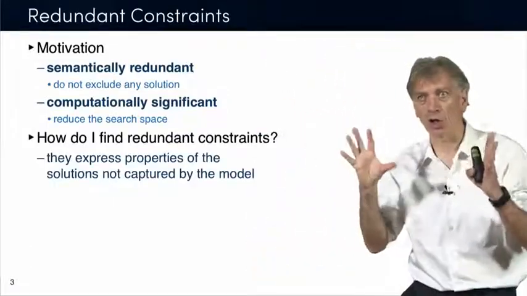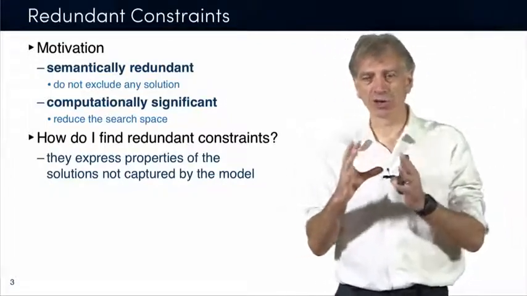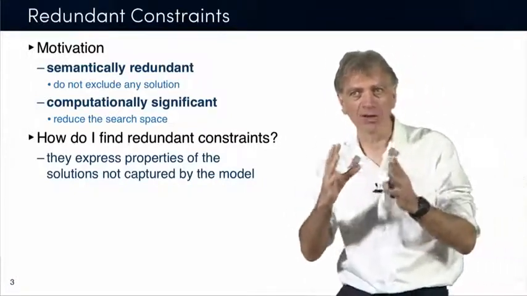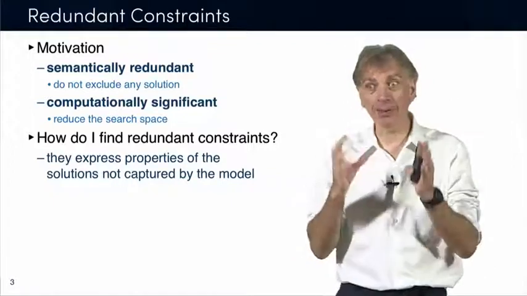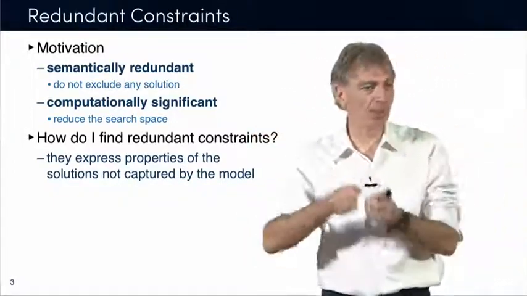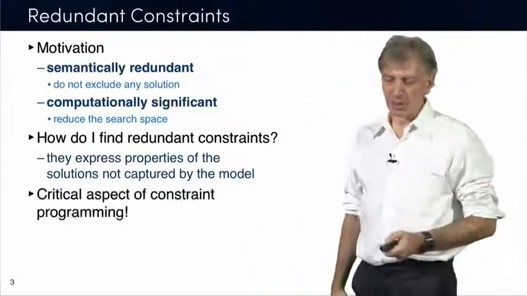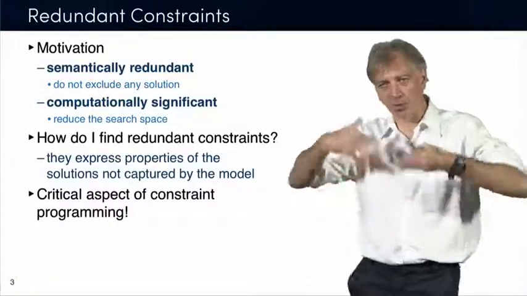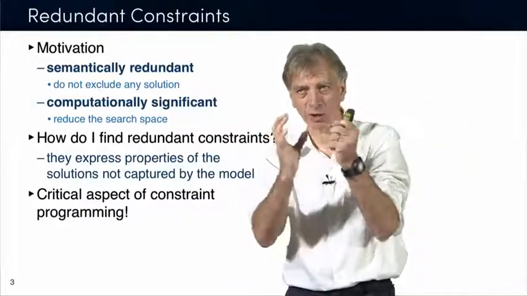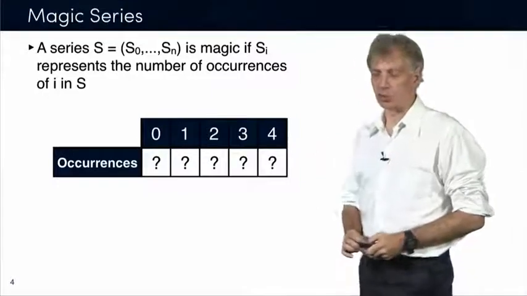Of course, the question is, how do I find them? In general, they capture really interesting properties of the solution. You look at your problem and you say, for something to be a feasible solution, it has to satisfy this. And typically that's a constraint. You take that constraint, you put it in the model, and in constraint programming, the more of these you put inside the model, the faster your computation is going to be. So it's a critical aspect of constraint programming. Most of the time, you try to capture as tightly as possible this set of solutions by expressing the constraints as best as you can. I'm going to use a couple of simple examples to illustrate this.